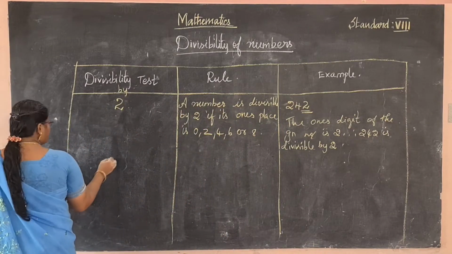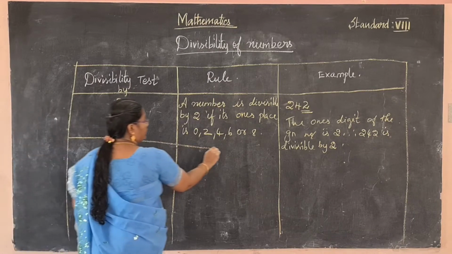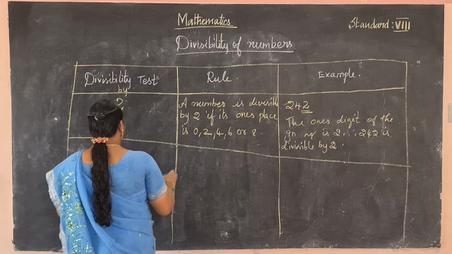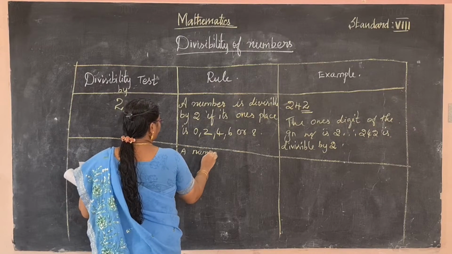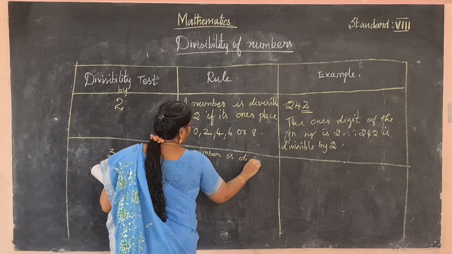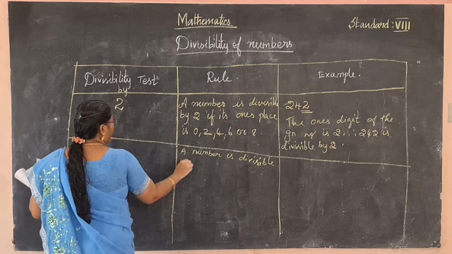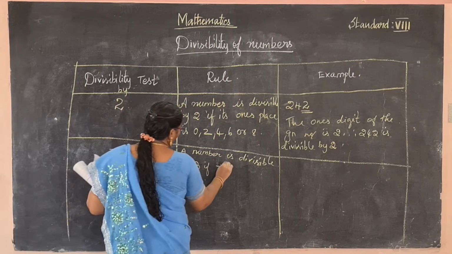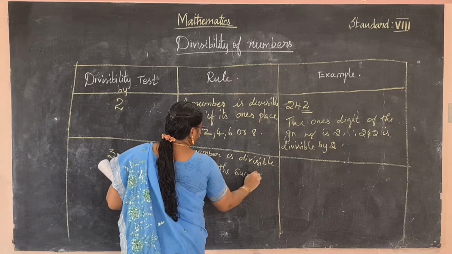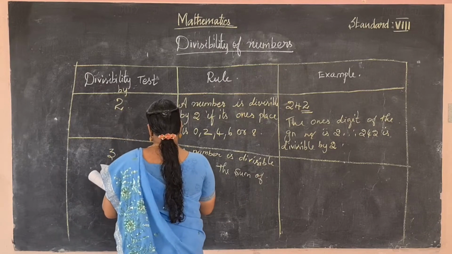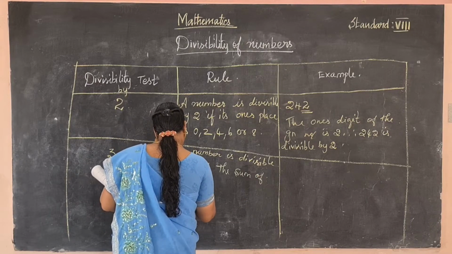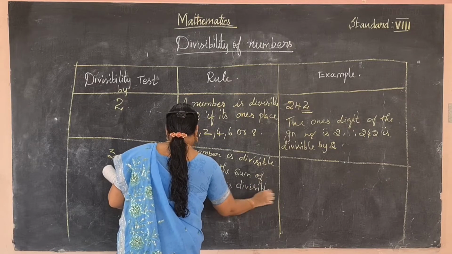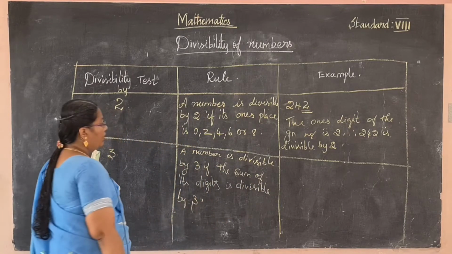And the next divisibility test is by 3. A number is divisible by 3 if the sum of its digits is divisible by 3.